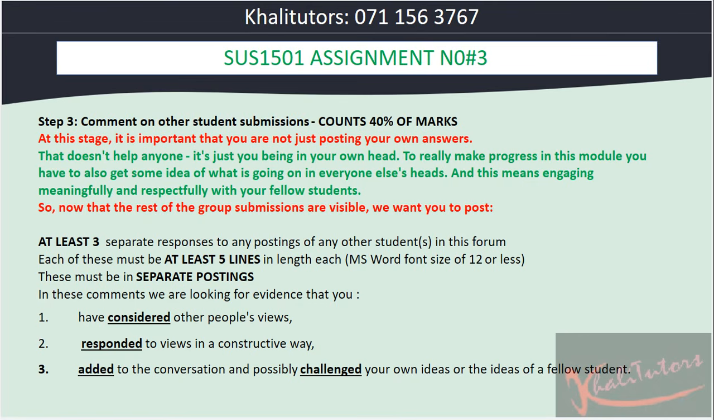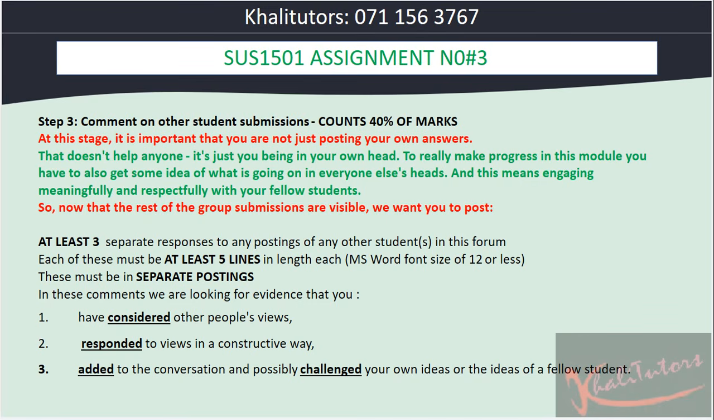If you are arguing with them, then you have to say, you are saying 1, 2, 3, but I don't agree with you because of 1, 2, 3, 4, and the theory says 1, 2, 3, 4. That's how you respond to that question. You need to respond to at least 3 students. So in total, your responses should be about 300 words if you combine them.